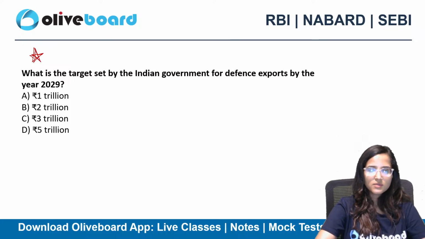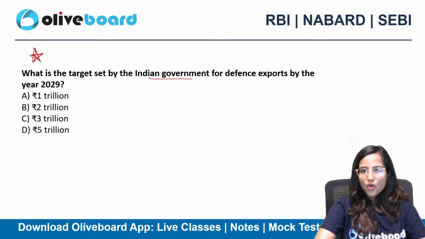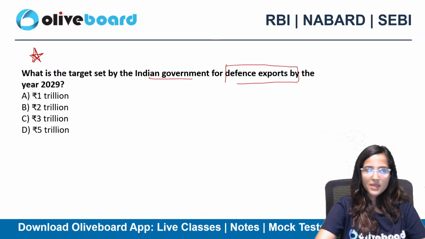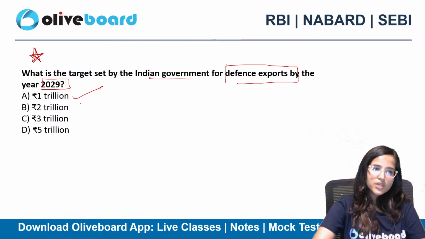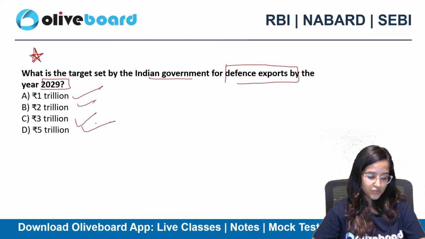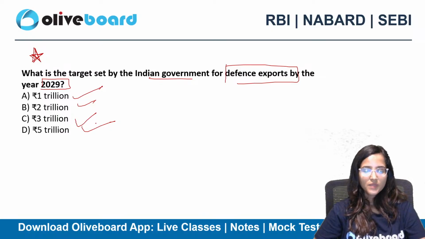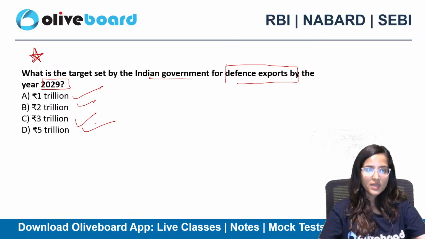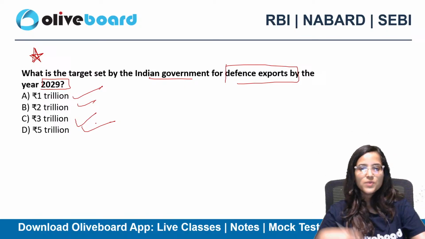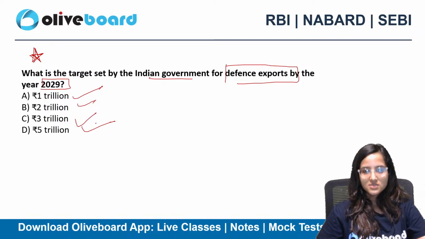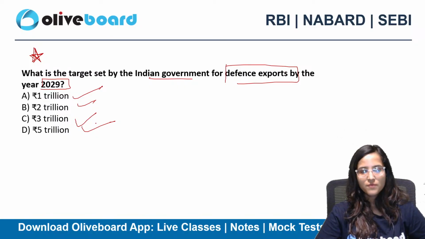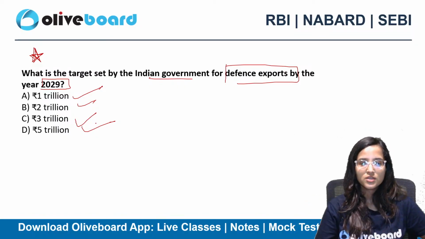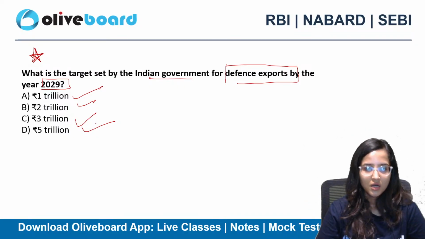This was another headline here. What is the target set by the Indian government for defense exports by the year 2029? What is the target that we want to reach? 1 trillion, 2 trillion, 3 trillion, or 5 trillion rupees? What is the answer? Such kind of questions can directly be asked in the exam. Okay? That is why I have brought it over here. Let me see whether you have read the newspaper or not. Give me the answer.